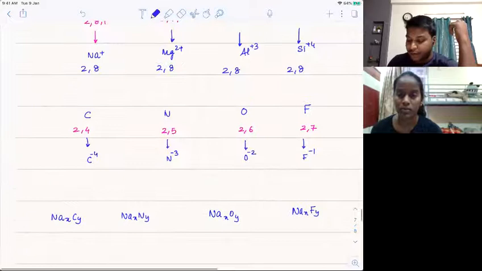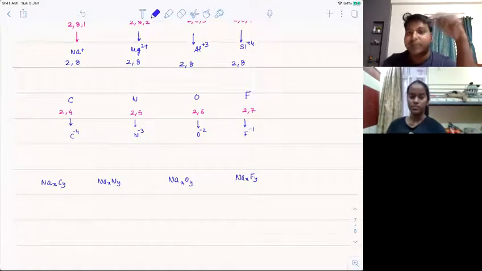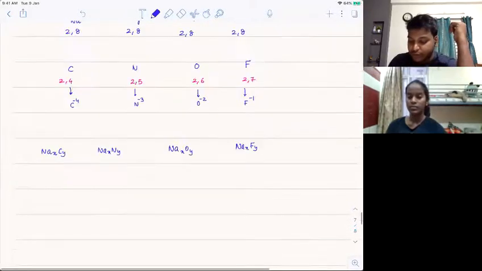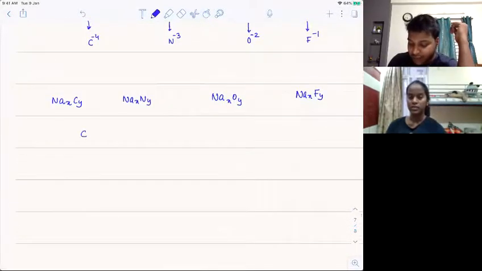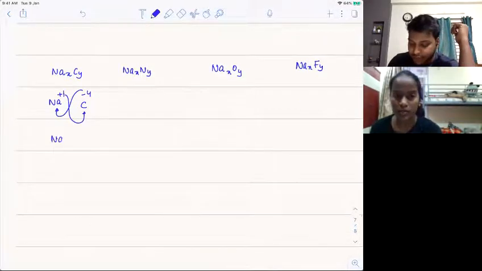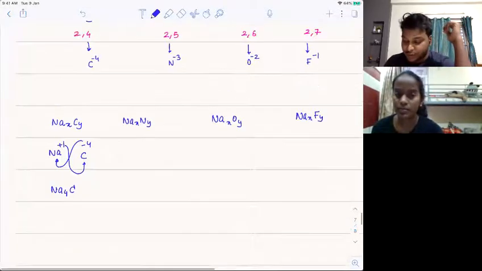Now, if you have to combine sodium and carbon and make a molecule, one thing we must know is that the molecule should have the overall charge to be 0. That means it should be neutral. So how many sodiums for every carbon, which is minus 4, and sodium, which is plus 1? Correct? So you simply cross multiply with their number of atoms. So what do we have here? Na4C. That will be the molecule which you can get.